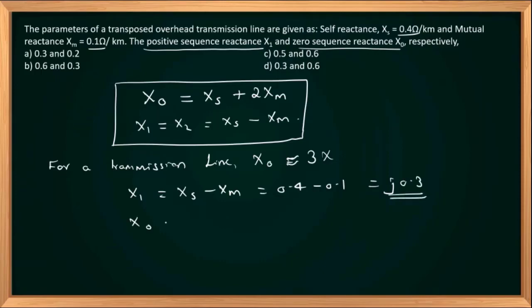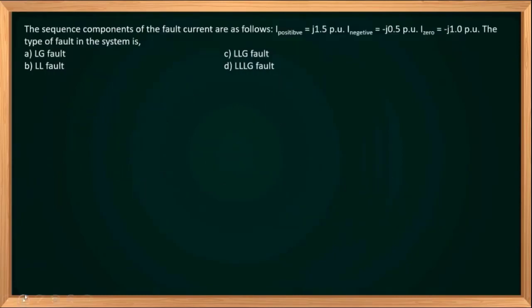Similarly, zero sequence reactance can be represented as XS plus 2XM, which is equal to 0.4 plus 2 into 0.1, which is J0.6. 0.3 and 0.6. So the answer is option D. Option D ആണ് ട്ടോ answer. Yes. This question is related to the fault.